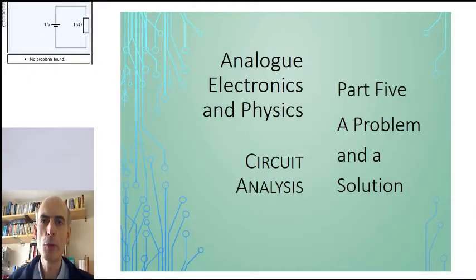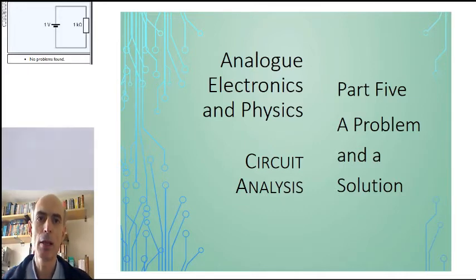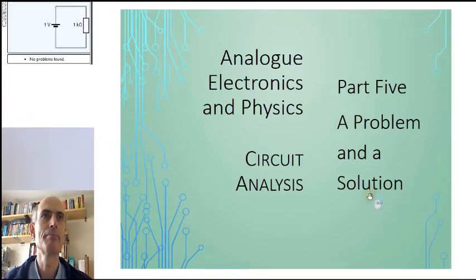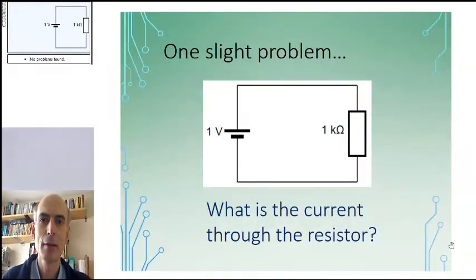Just before we move on to looking at the shortcuts, I wanted to raise an awkward little issue in applying the nodal analysis algorithm just blindly, if you will, just following through the steps. And that is, what happens if you get a circuit that looks a bit like this? What is the current through that resistor?